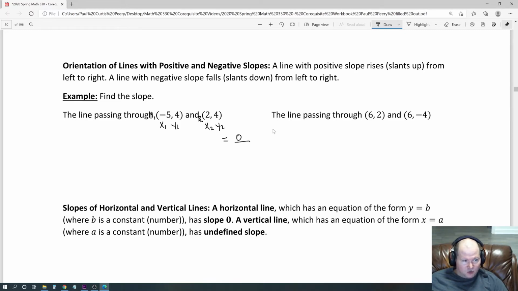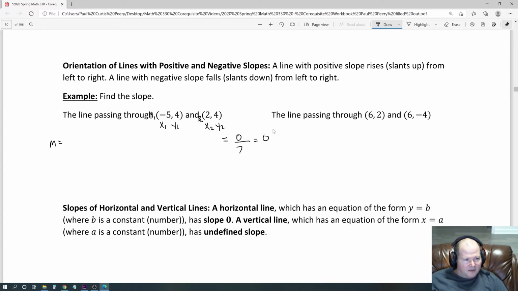The y's did not change, so the rise was 0. Now what about the x values? Well, it doesn't matter at this point. So -5 goes up to 2, that went up 7, but 0 divided by 7 is just 0. So it looks like the slope is going to be 0 on this. So let's verify this with the math.